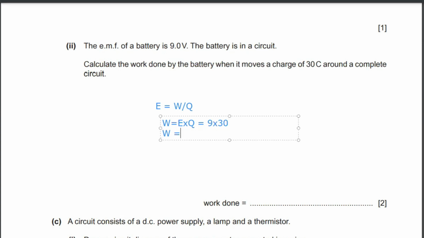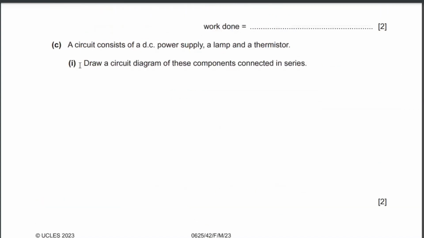So work done comes out to be 270, and the unit will be joules, because work done is basically energy transfer. So as it is energy transfer, its unit would also be for energy. Now next question is, a circuit consists of a DC power supply, a lamp and a thermistor. Draw a circuit diagram of these components connected in series. So you have to connect these three components in series.